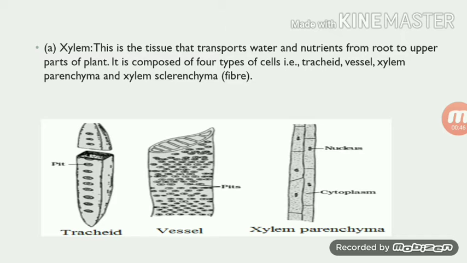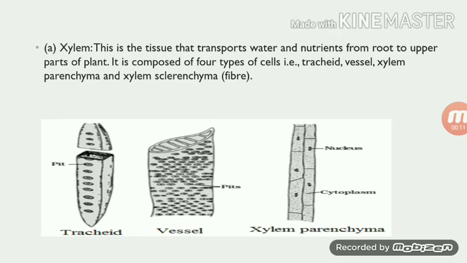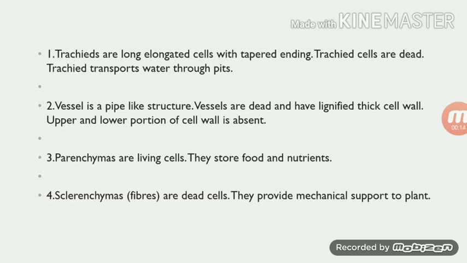In this diagram, there are tracheids, vessels, whose width is much larger than the tracheids, and xylem parenchyma cells. And the xylem parenchyma is the living cell in all this type of tissue. Let's start with tracheids. They are long, elongated cells with tapering ends, as you have seen in the diagram. Tracheid cells are dead, as I have already mentioned.